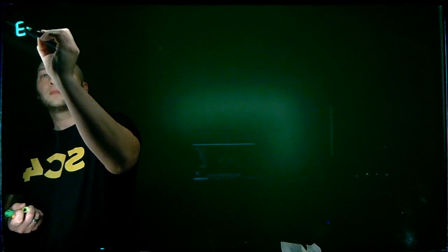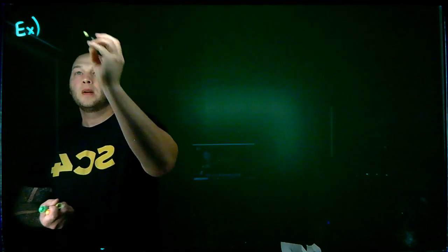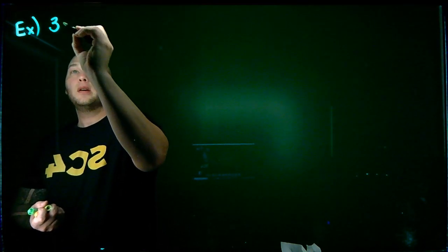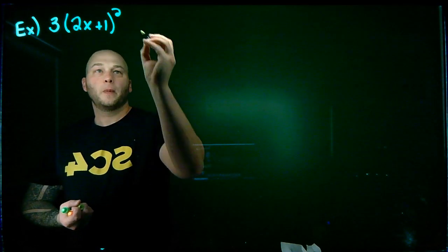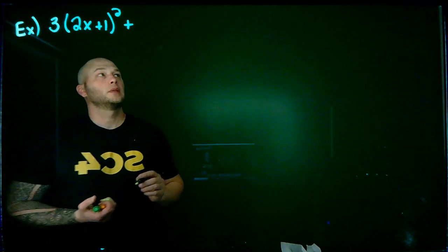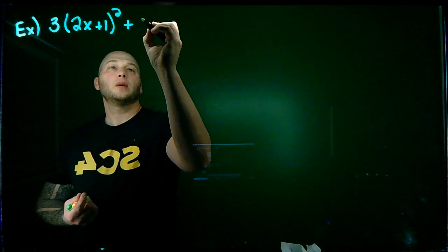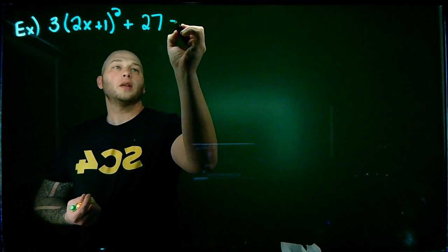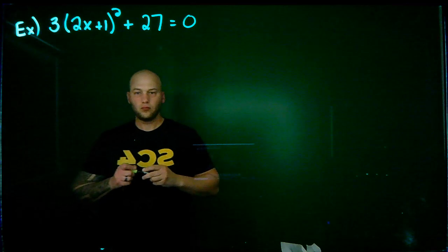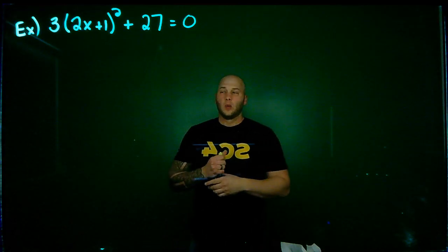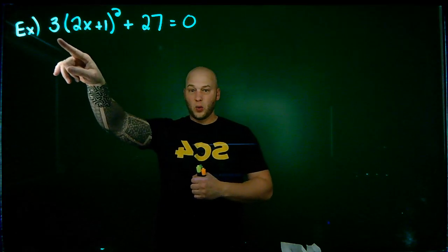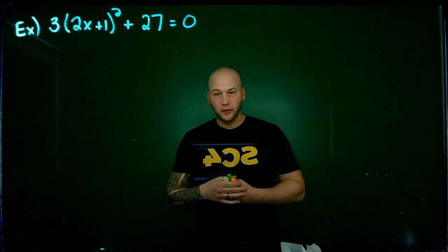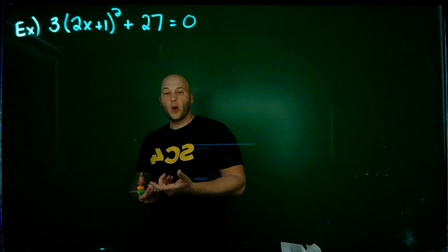Let's look at another couple examples. Let's say I give you 3 times 2x plus 1 squared plus, let's say, 27 is equal to 0. Well, you can see that the first couple things I have to get rid of are the 3 in front of the squared term, and then the positive 27. That way I get the squared term isolated.